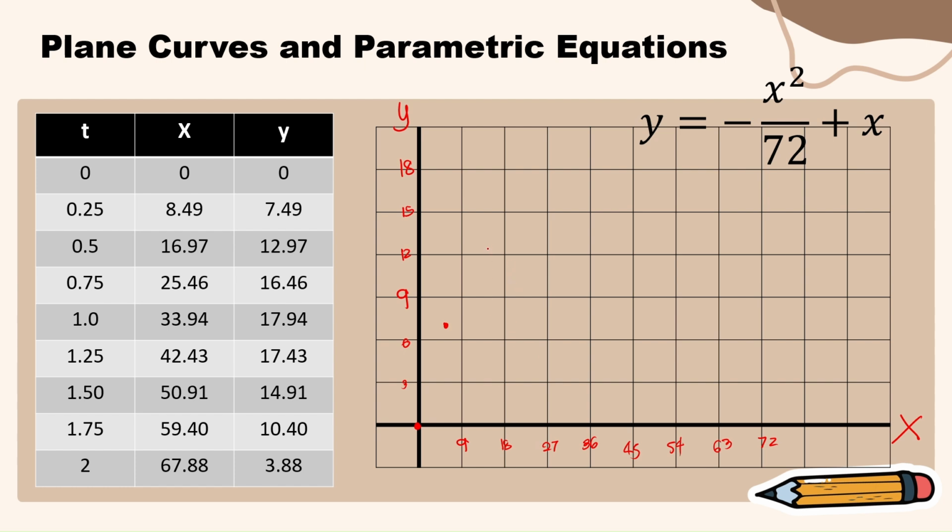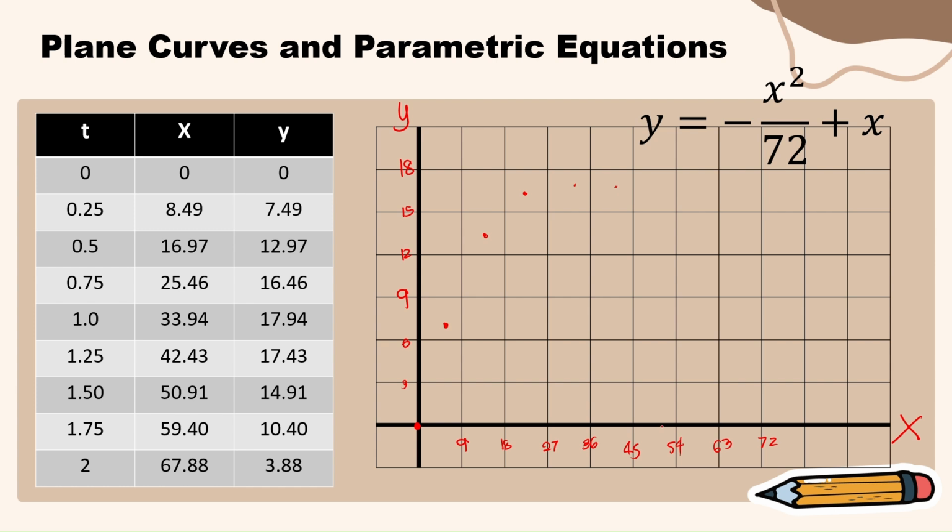Nasaan na siya? Nandito somehow. Then 12. Ang hirap naman. Then next is 25. Pangit na nito. 25, then 16. Then next is 33. Di ba ang pangit? Then 17. Then 42. Then 17 something ulit.